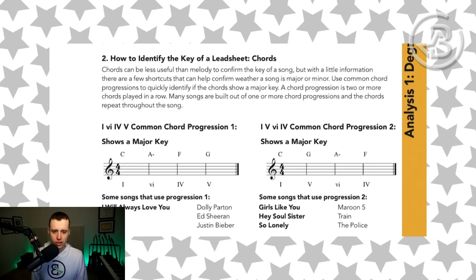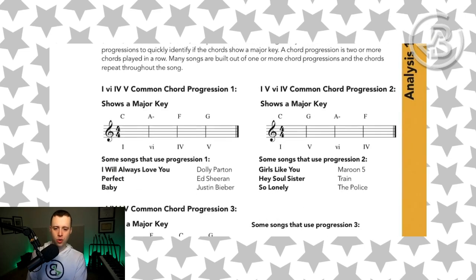So a chord progression is two or more chords played in a row. Many songs are built out of one or more chord progressions, and the chords repeat throughout the song. So here's one common chord progression. That's the 1, 6, 4, 5. So 1 meaning C, 6 would be A minor, 4 would be F, 5 would be G, and we're thinking about that in terms of the harmonized major scale.